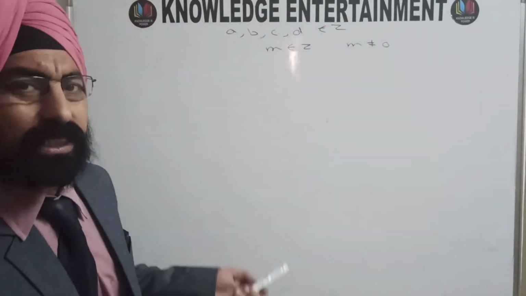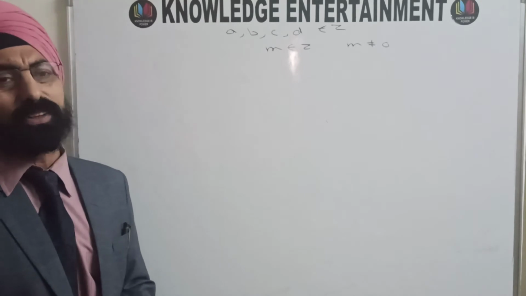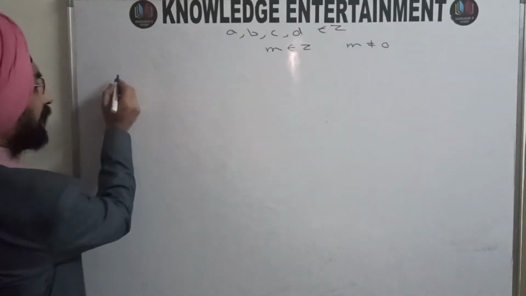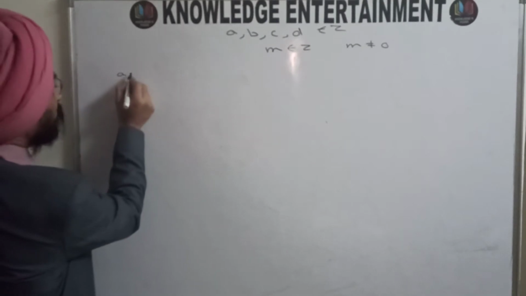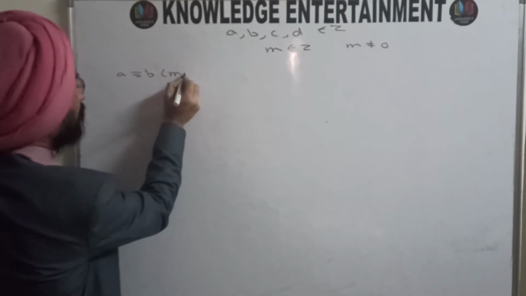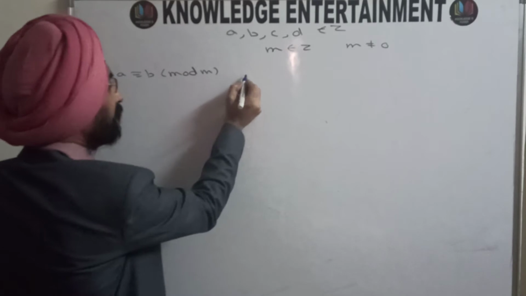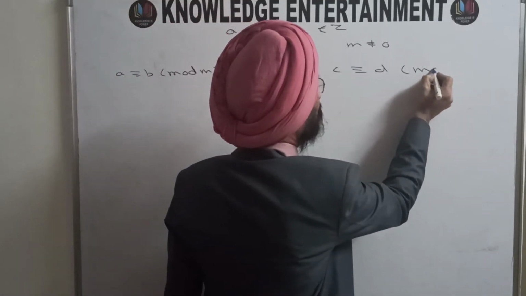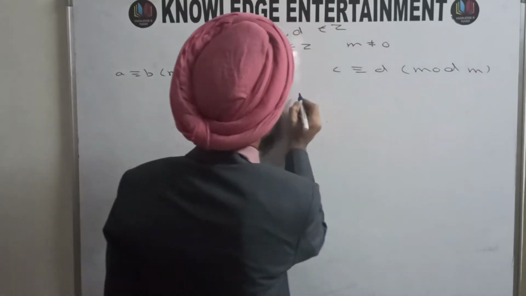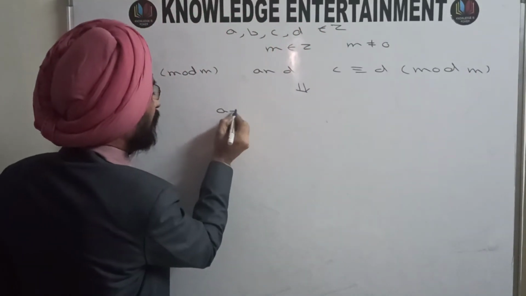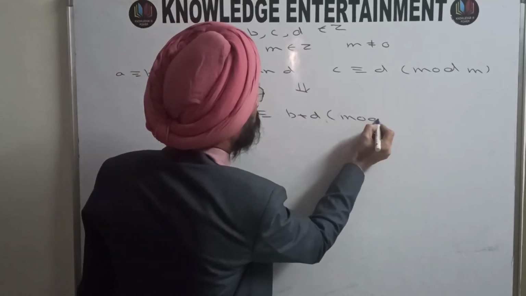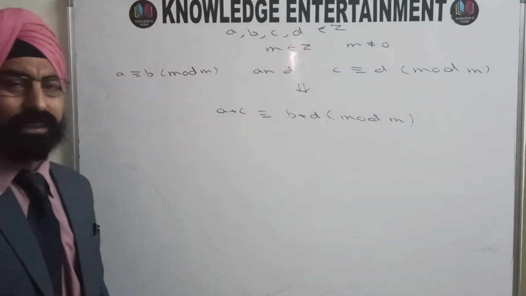These are the properties which we will use later on while we are solving the questions related to congruences. The next one I am taking: A is congruent to B modulo M and C is congruent to D modulo M implies A plus C is congruent to B plus D modulo M, which is again very easy.